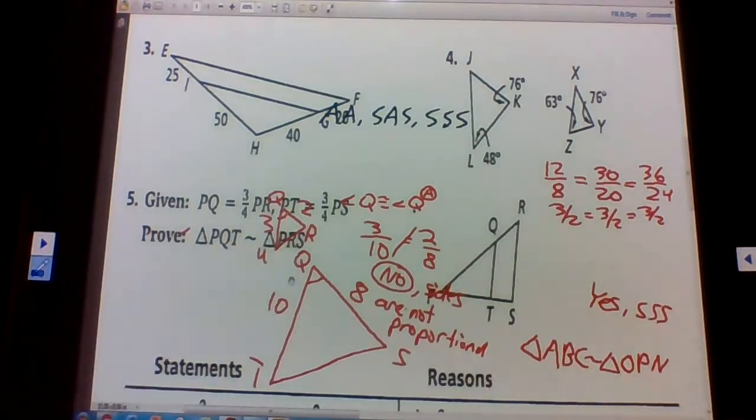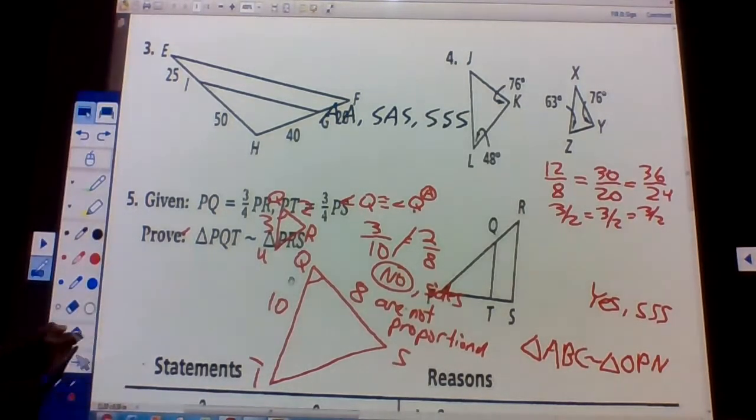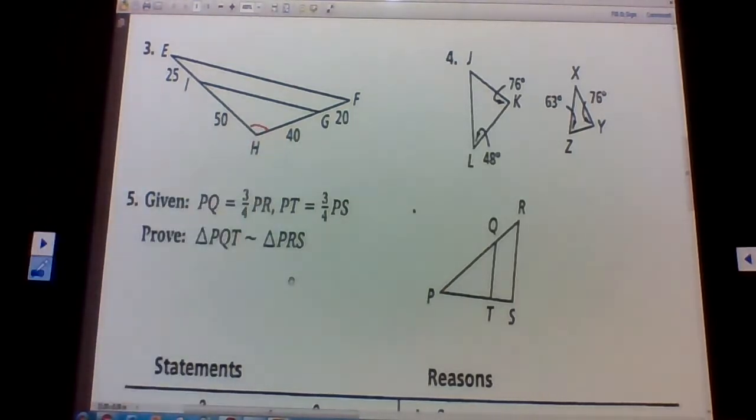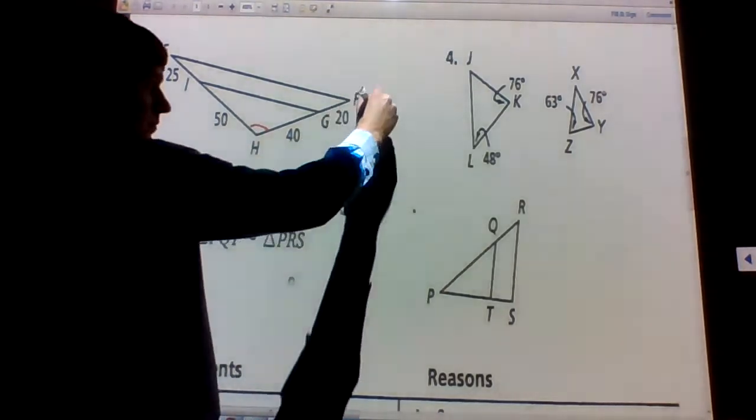number 3. So again, this one's very similar to number 1. You have angle H is congruent to angle H.